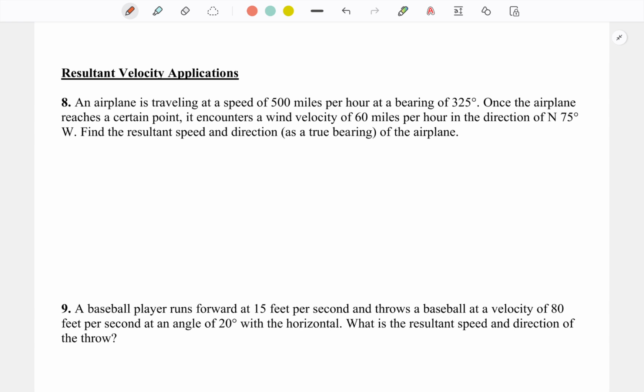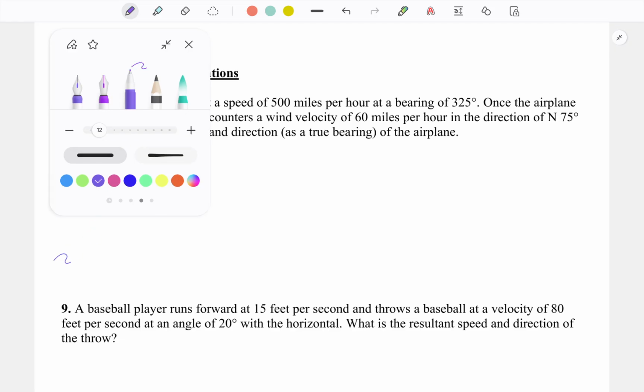Okay, so now let's look at some resultant velocity applications. So an airplane is traveling at a speed of 500 miles per hour at a bearing of 325 degrees. Once the airplane reaches a certain point, it encounters a wind velocity of 60 miles per hour in the direction of north 75 degrees west. Find the resultant speed and direction as a true bearing of the airplane.